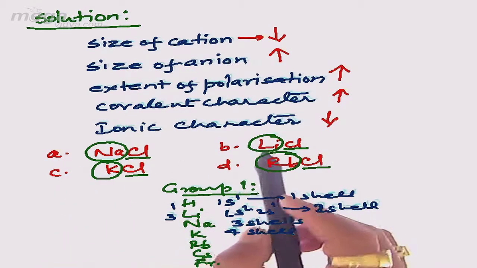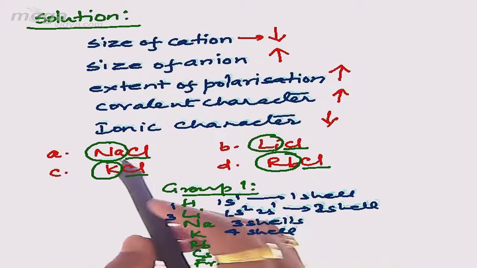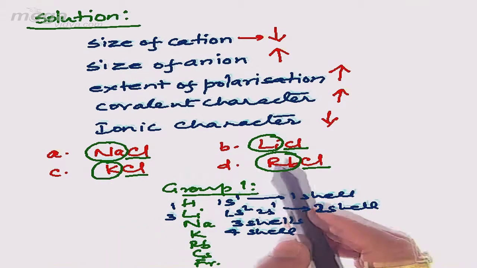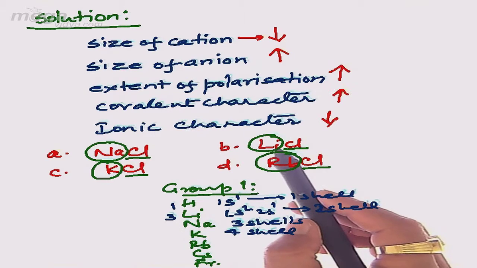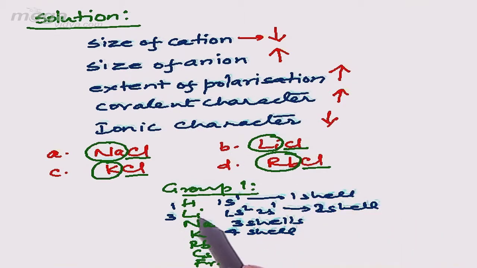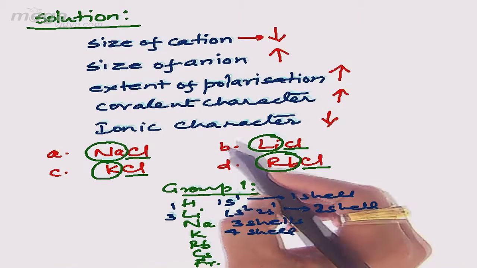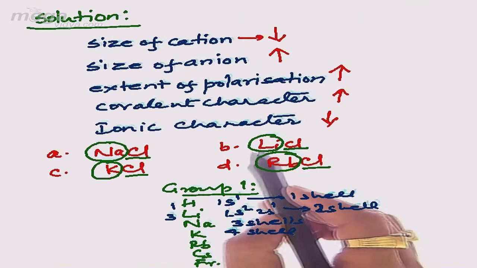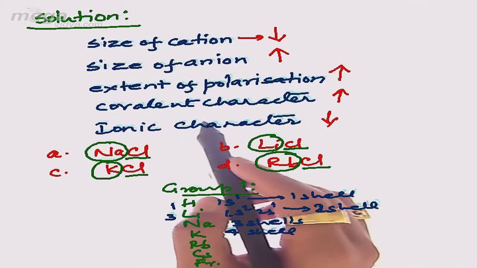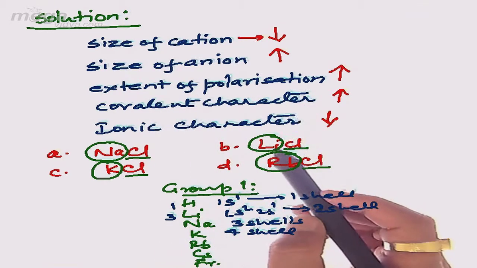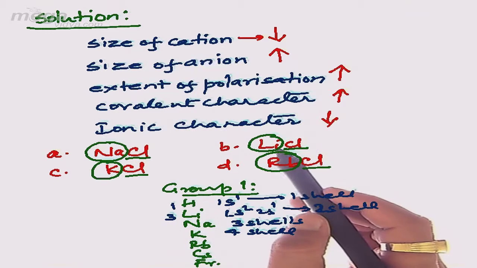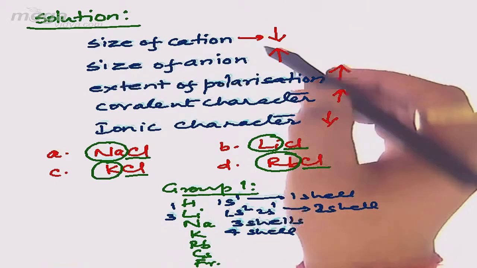So in all the 4 options we have the common anion, so we are only comparing the size of the cation, and we find that lithium in option B will have the smallest size, below which we have sodium, so sodium will be larger than lithium but smaller than potassium. In turn, potassium will be smaller than rubidium. Lithium, due to the smallest size among all the 4, will possess the maximum polarizing power, and with the increasing polarizing power the extent of polarization increases and hence the covalent character will also increase. So lithium will have the maximum covalent character.